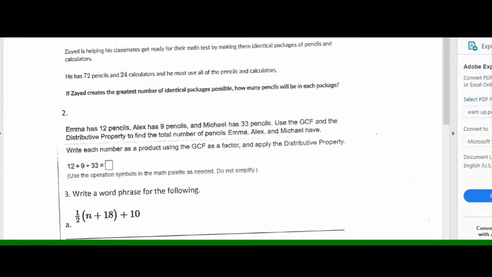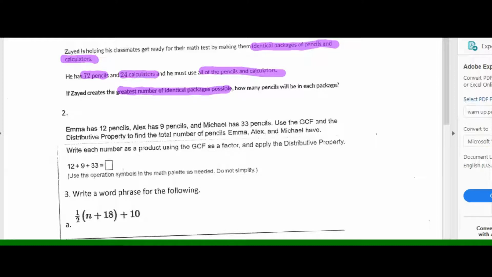So for this question, first you want to read the question. Zaid is helping his classmates get ready for their math test by making them identical packages of pencils and calculators. So we need identical packages of pencils and calculators. He has 72 pencils and 42 calculators. He must use all of the pencils and calculators. If Zaid created the greatest number of identical packages possible, how many pencils will be in each package?